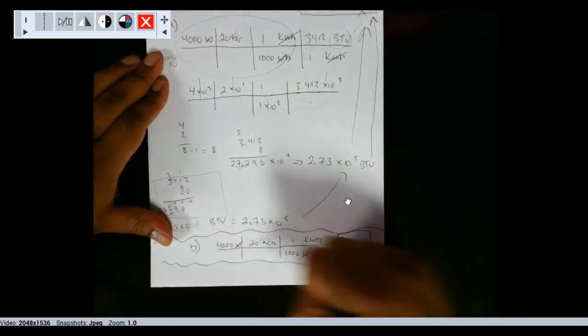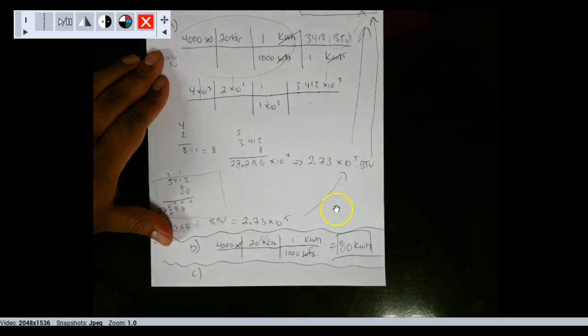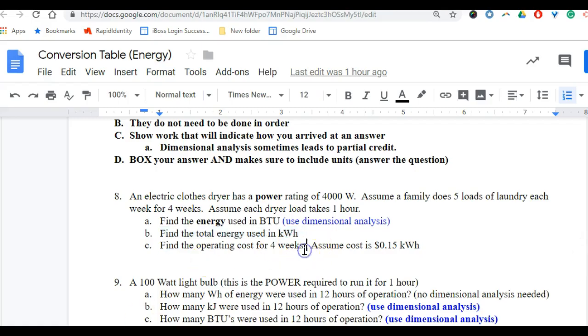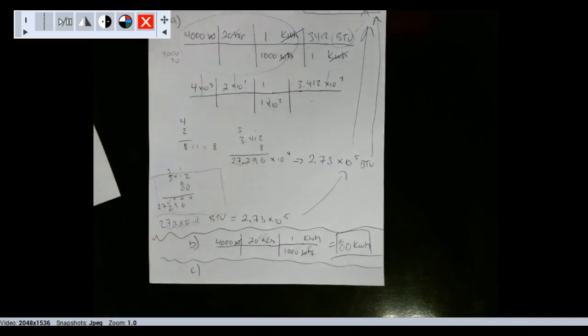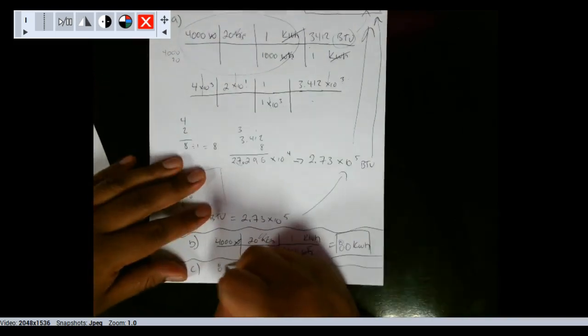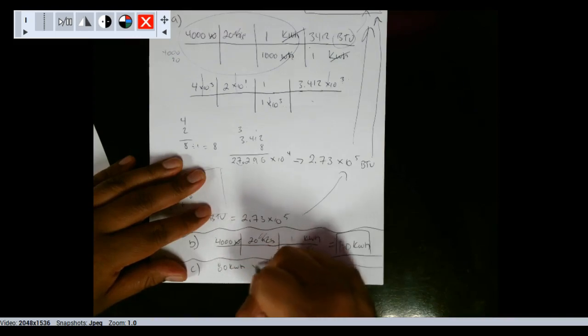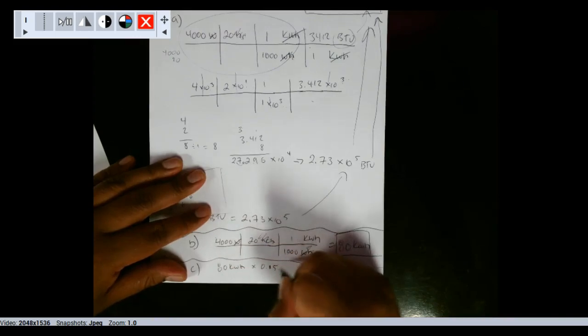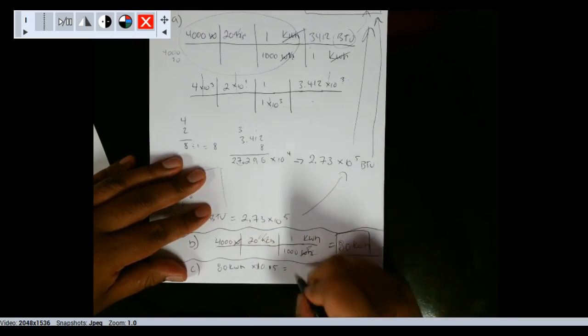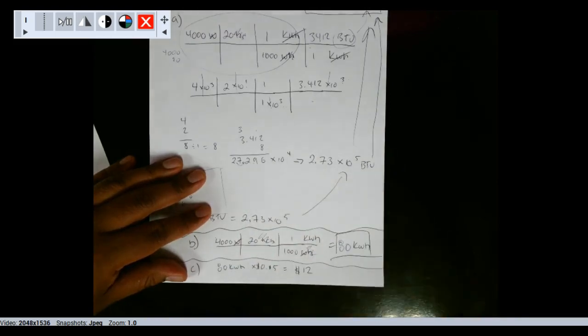Answer to B. Done. All right, what about C right here? Now C is just saying, okay, what's the total operating cost? If it is 0.15 dollars, or 15 cents, per kilowatt hour, well, that's easy. You're just taking 80 kilowatt hours and multiplying it by 0.15 dollars, and that should give you roughly around $12 for the total cost, somewhere around there. Again, if your number is a little bit off, not a big deal.